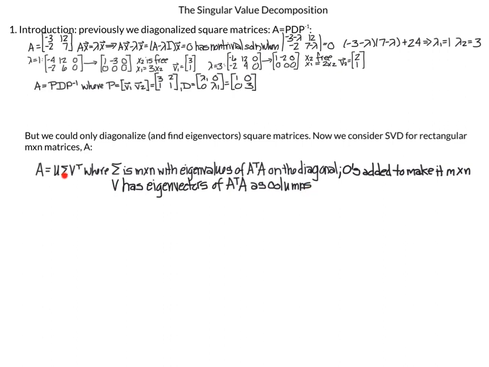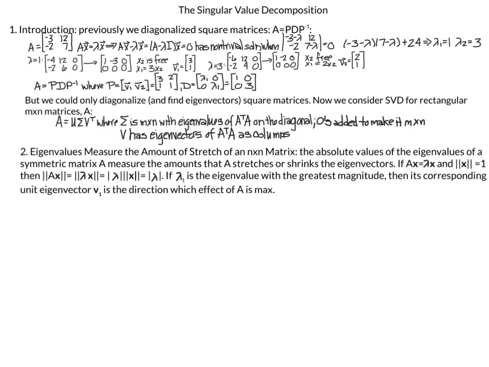We're going to take sigma. On the diagonal, we're going to put the eigenvalues of A transpose A, and then we'll add zeros to sigma so that it's the same size as A. And then finally, we have this U matrix, which our last theorem gives us, but I will also derive later in this video how to find U. In our singular value decomposition, we take the eigenvectors and eigenvalues of A transpose A.